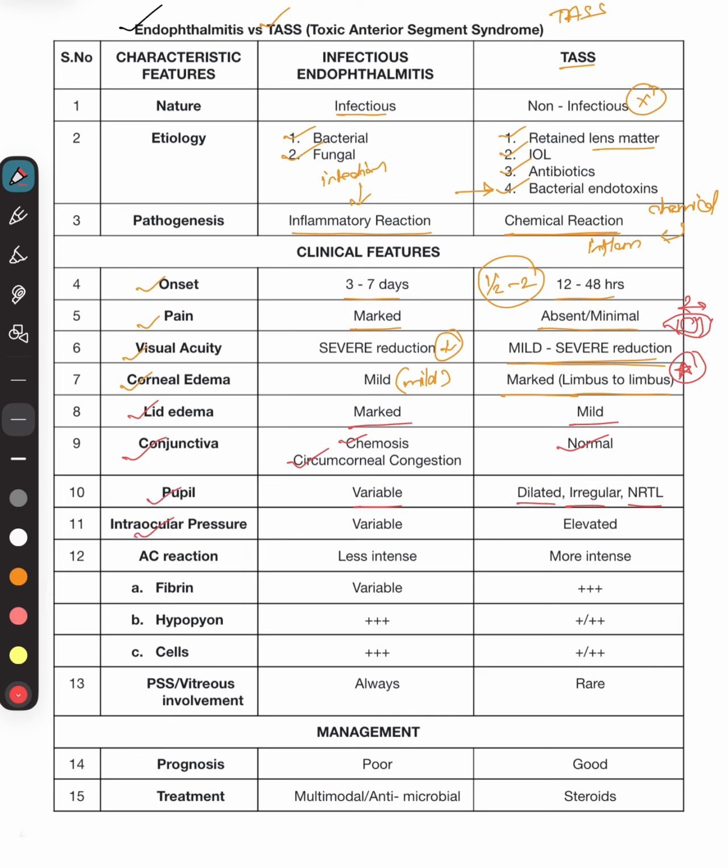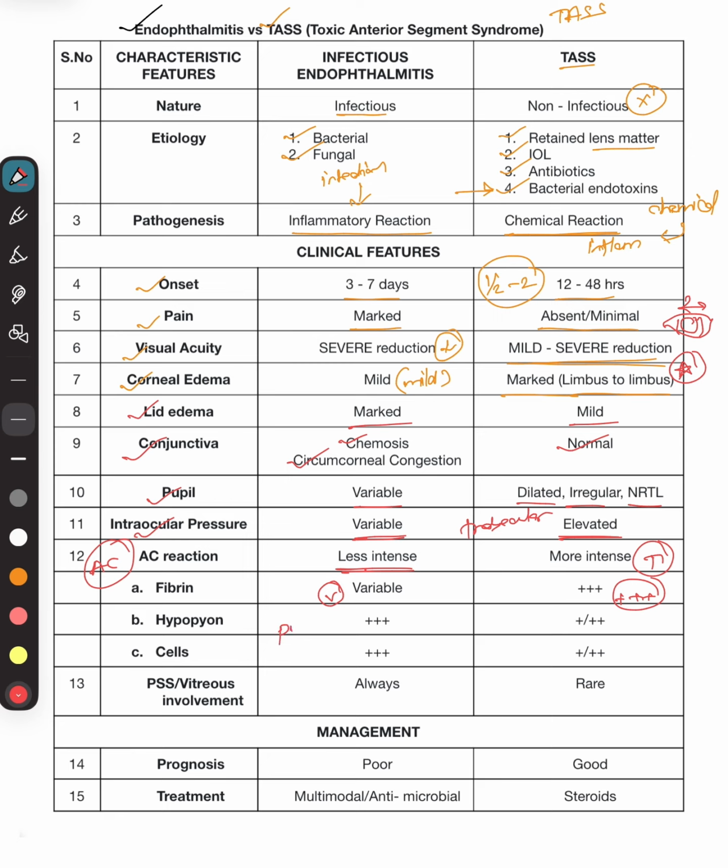Then intraocular pressure. In infection it is variable, but in TASS it is elevated because the chemical matter blocks your trabecular meshwork, which is in the angle of the eye. So that will be blocked. Anterior chamber: in TASS the reaction will be less intense. In infection it will be more intense because of the inflammatory reaction. Fibrin content will be variable in infection. In TASS you'll have a lot of fibrin because of the chemical reaction and the things getting released.